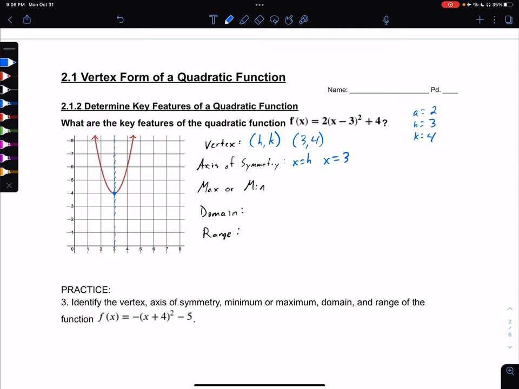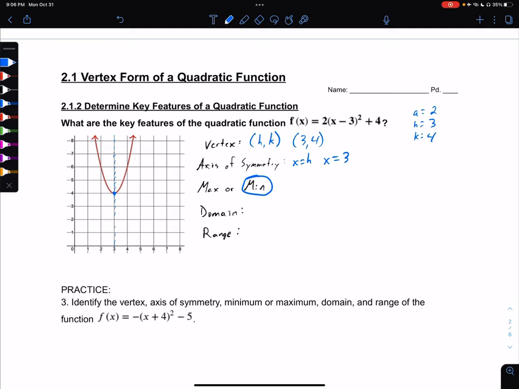All right. Next, we have our maximum or our minimum. This is in relation to the vertex, and we want to know whether the vertex is the highest or the lowest point. Well, if we look at our function, our vertex is the lowest point along that red parabola. So since it's the lowest point, we would have a minimum. The only time you would have a maximum is if the graph was reflected. So if you had a graph that was reflected and looked like this, your vertex would be your highest point. So that's when you would have a maximum.